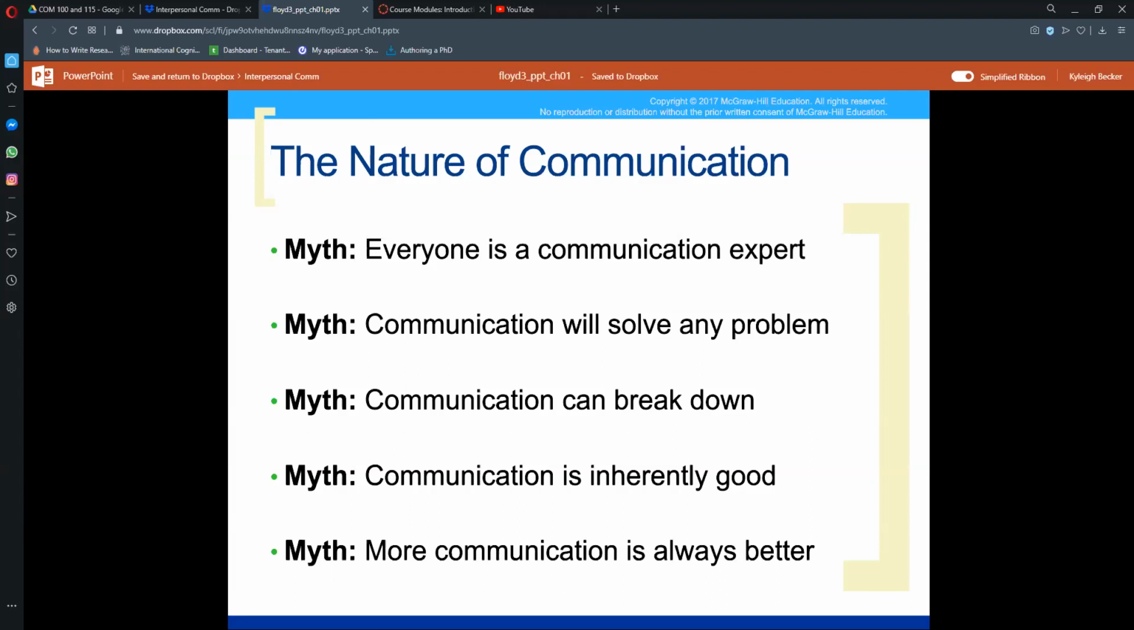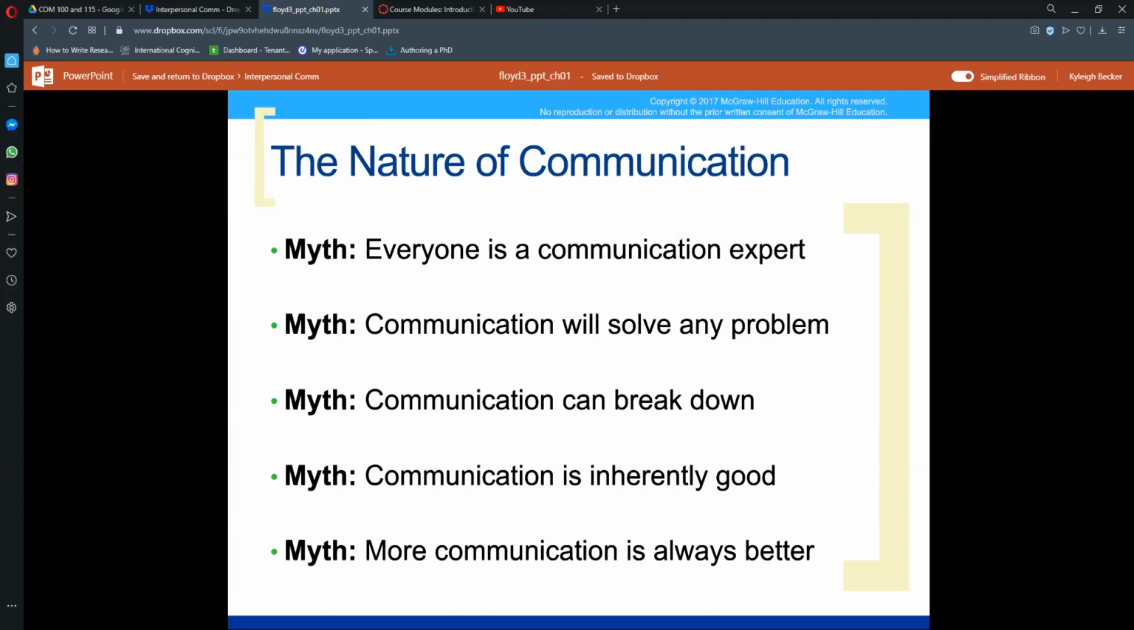Communication will also not solve any problem. It can solve a lot of problems, potentially even most problems, but not every single one. Because sometimes people don't want to work with you. They don't want to make it work. In a business context, in a personal relationship context, communication's not going to solve that. You can talk until you're blue in the face, but some people just are not going to listen. They don't want to listen. They don't want anything to do with you or your company or whatever.